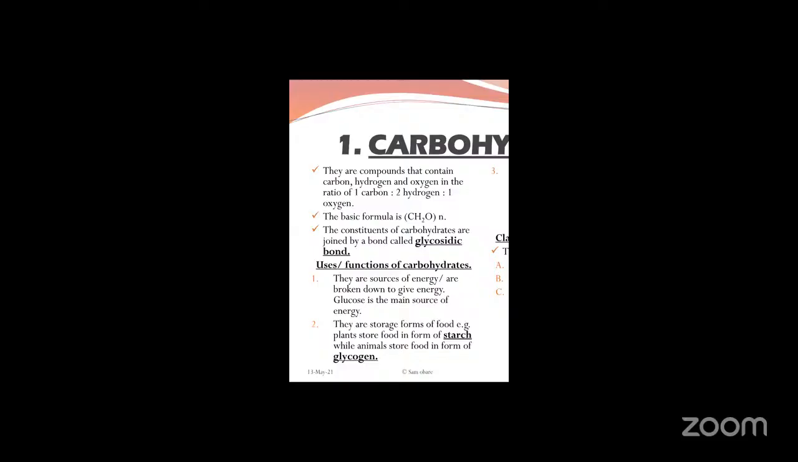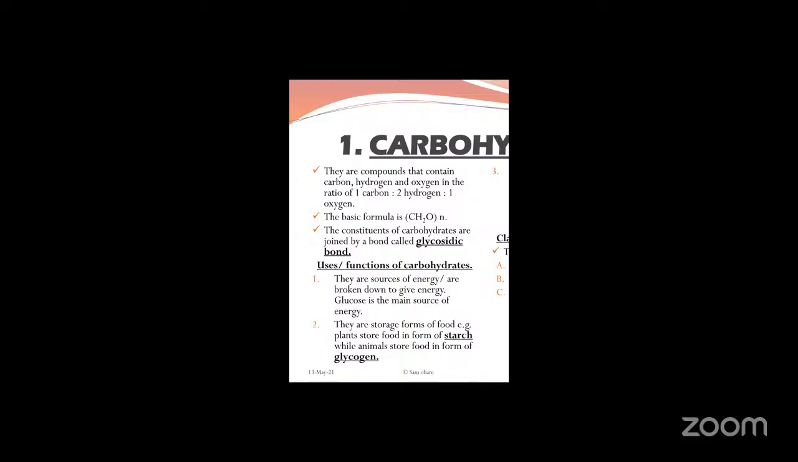Now these elements, carbon, hydrogen, and oxygen, are joined to one another by a bond known as a glycosidic bond. So this bond is the one that joins carbon, hydrogen, and oxygen so that we can have carbohydrates. So in an exam, you should be able to say that carbohydrates are made of carbon, hydrogen, and oxygen elements in the ratio of 1 carbon to 2 hydrogen to 1 oxygen.